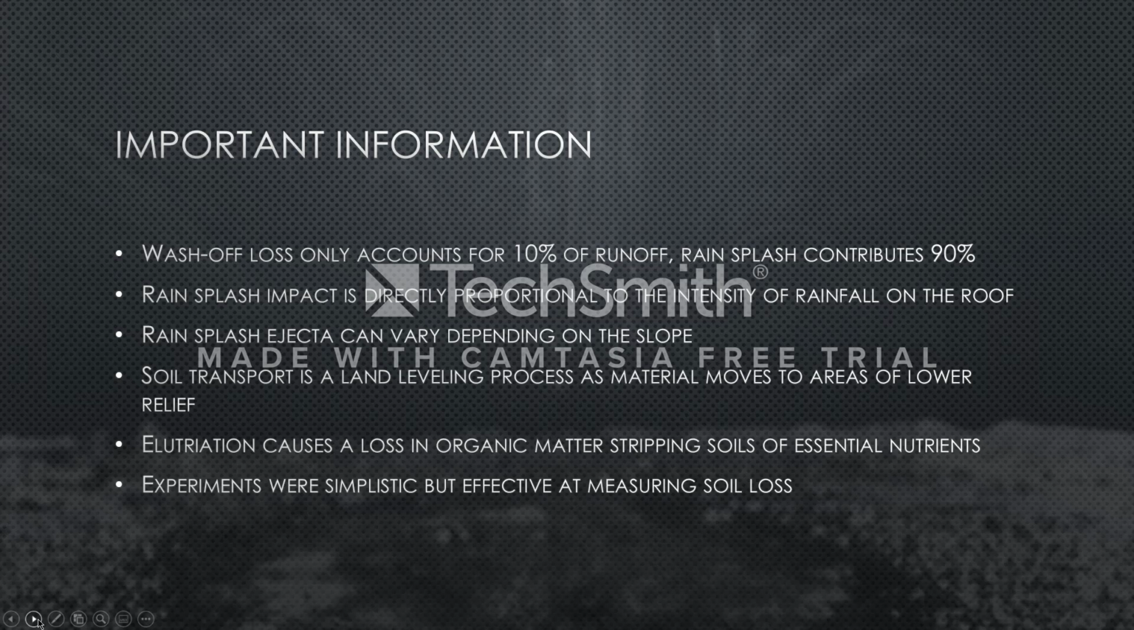They also covered the idea that rain splash that occurs on the slope will cause a different pattern in how that ejecta comes out. Soil transport is a land leveling process. It moves all of that sediment from higher relief to lower relief. Elutriation is huge as the rain splash hits the soils and it ejects the material up. The organic matter can separate and is no longer providing those nutrients for the soil.